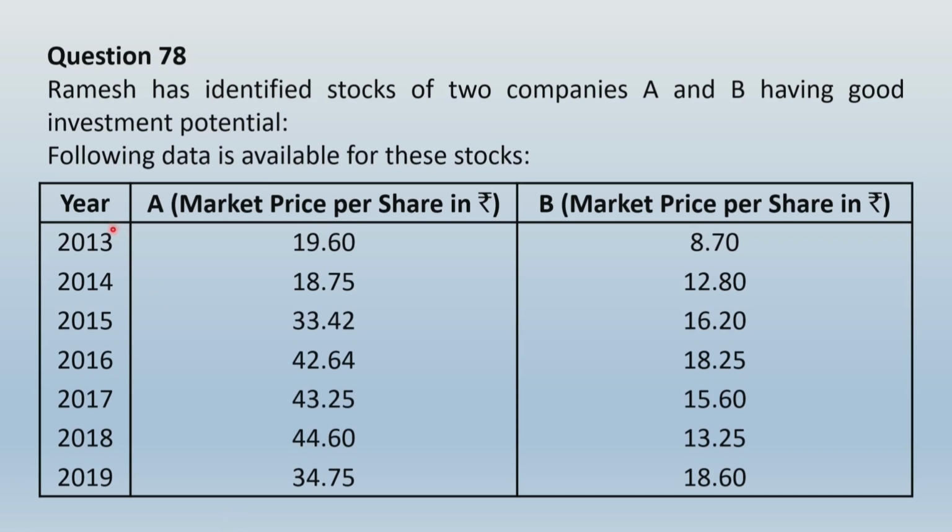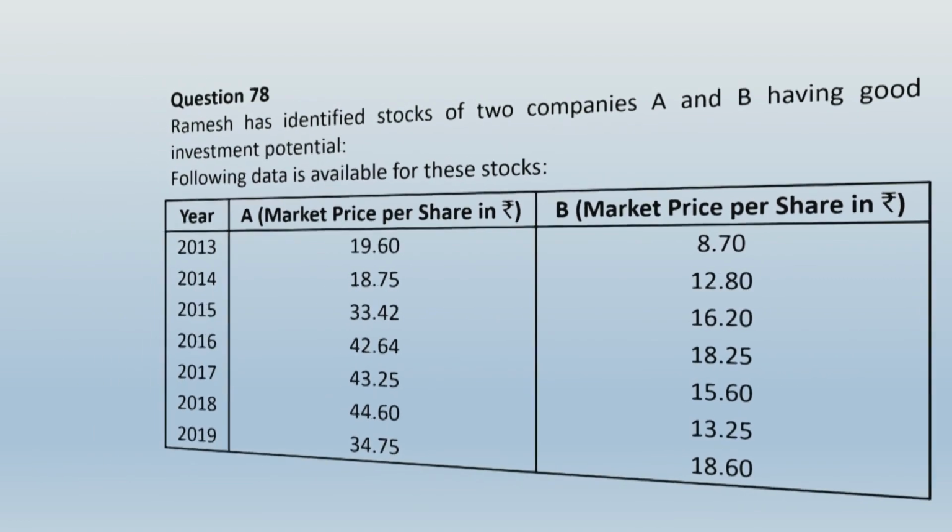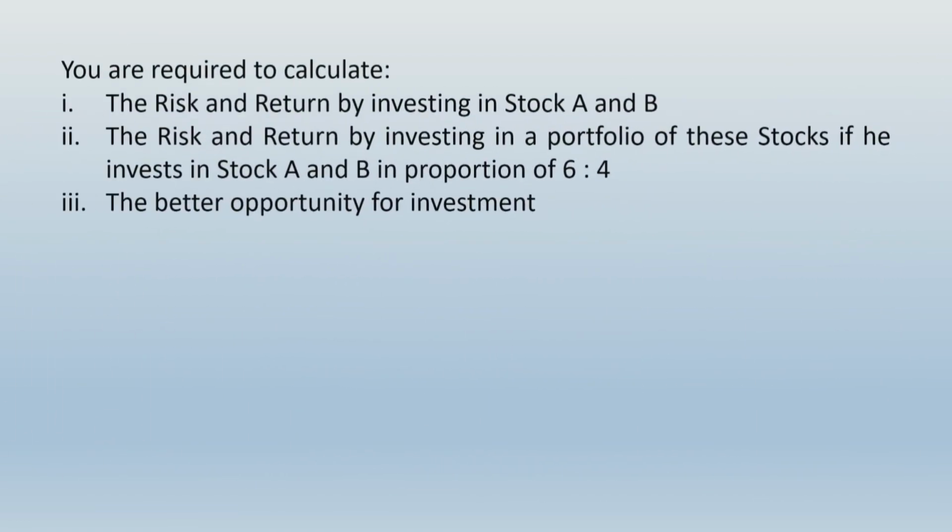If you identify, they have given data from 2013 to 2019, that will be 7 years, and what they have informed is only and only about the market price per share for both the stocks A and B. Further informed in the question, you are required to calculate the risk and return by investing in stock A and B, the risk and return by investing in a portfolio of these stocks if he invests in stock A and stock B in proportion of 6:4, and lastly it is asking the better opportunity for investment.